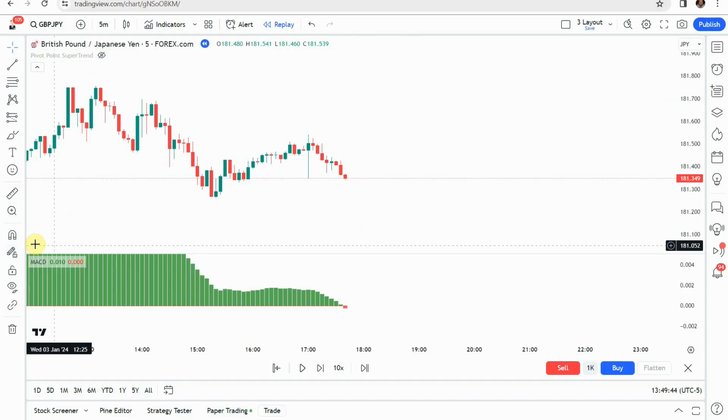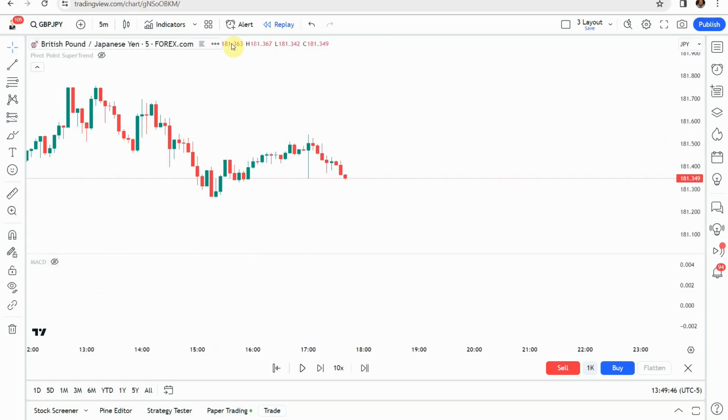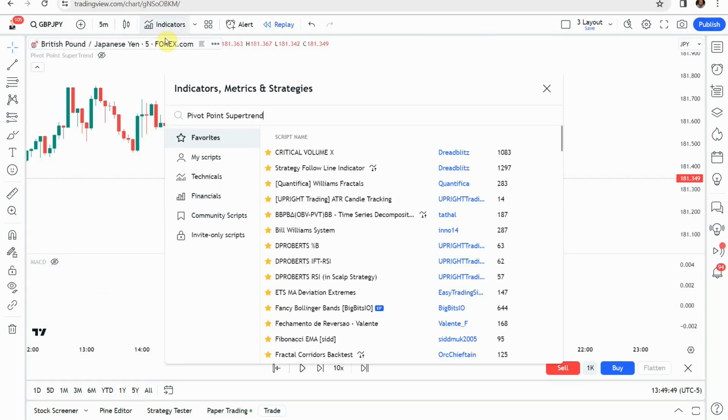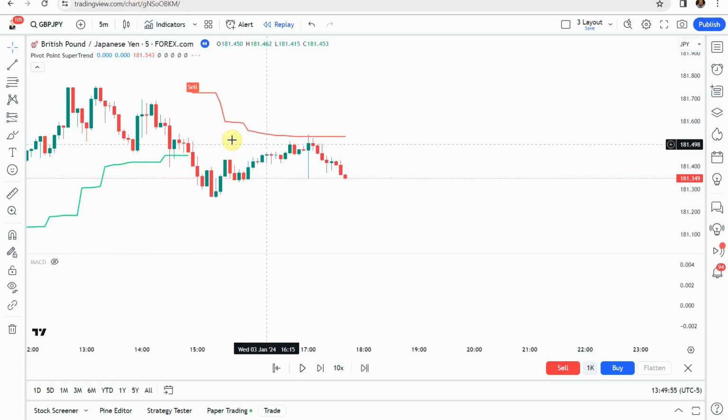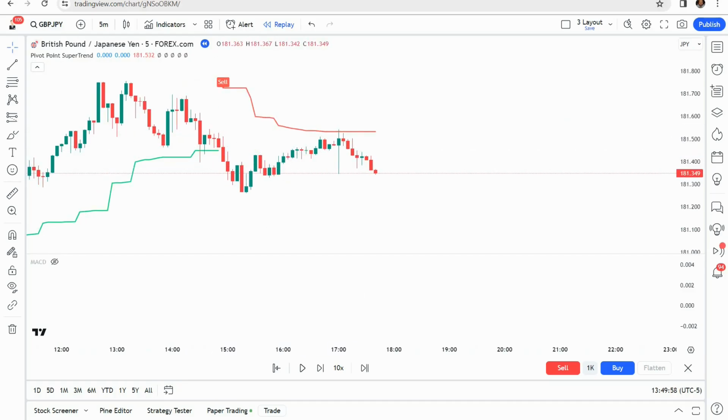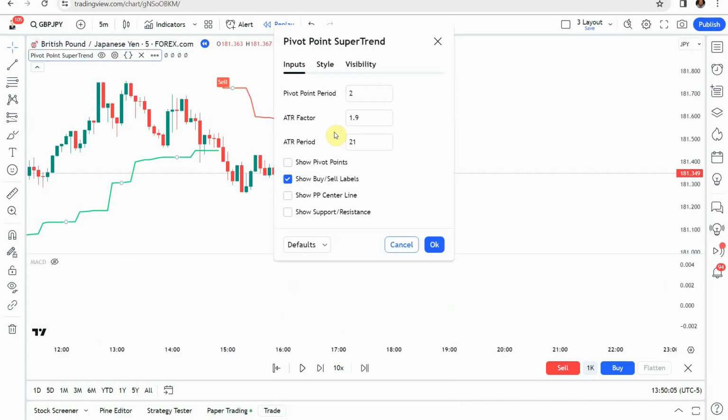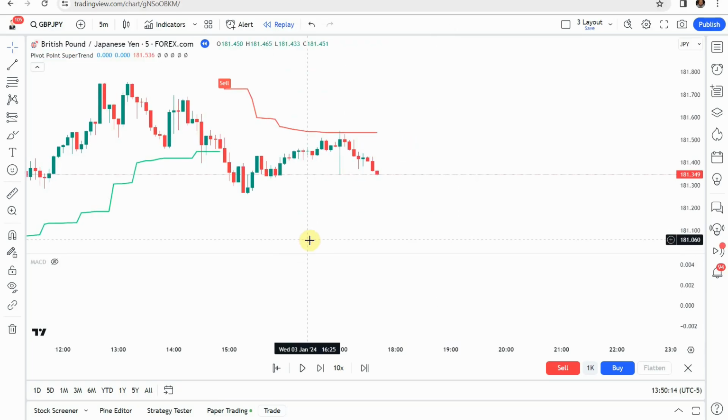And so we're going to go ahead and turn off these two indicators here. The first indicator you'll want to add to the screen is going to be the pivot point super trend indicator. It's going to be this one right here. And so you'll add that to the screen and it'll look pretty similar to your standard super trend indicator. But we are going to go in and make a few modifications to the inputs here. So under the ATR factor, you're going to change that to 1.9. And under the ATR period, you're going to change that to 21. And then hit OK, and it'll look like it does on screen.